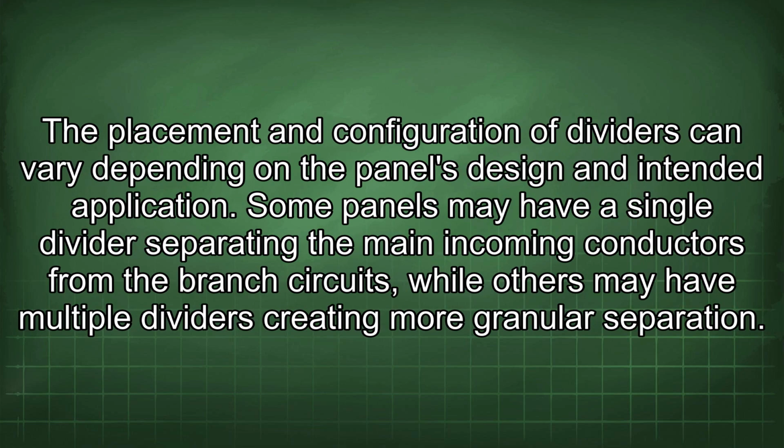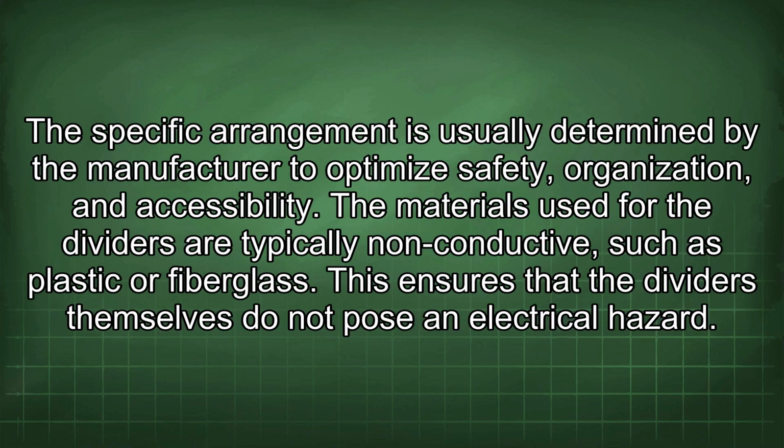The placement and configuration of dividers can vary depending on the panel's design and intended application. Some panels may have a single divider separating the main incoming conductors from the branch circuits, while others may have multiple dividers creating more granular separation. The specific arrangement is usually determined by the manufacturer to optimize safety, organization, and accessibility.